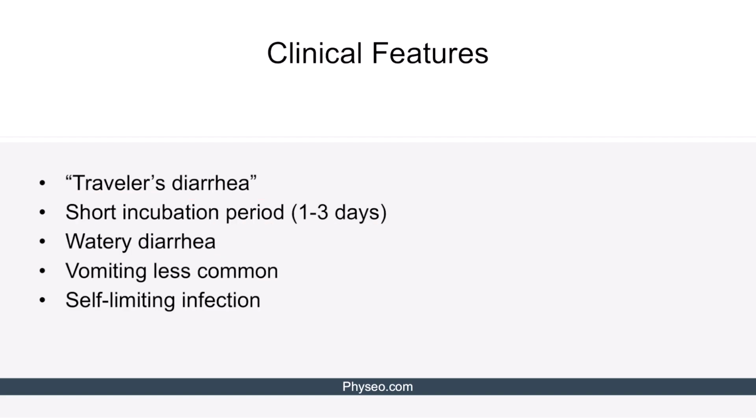Now let's discuss the clinical features of ETEC-induced diarrhea. ETEC infection is also known as traveler's diarrhea, as we mentioned earlier. It has a short incubation period, only about 1 to 3 days. And after that incubation period, the patients experience watery diarrhea. Now, vomiting is less common than diarrhea, but it is possible with traveler's diarrhea. ETEC infection is a self-limiting condition, and it only lasts about 5 days. So you can think of the incubation period as being short, and the actual disease as being short.